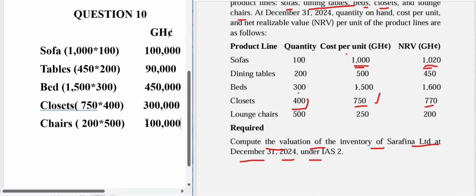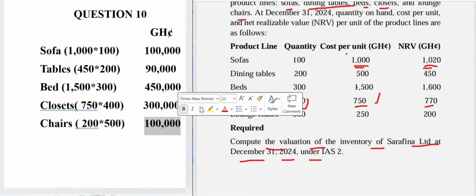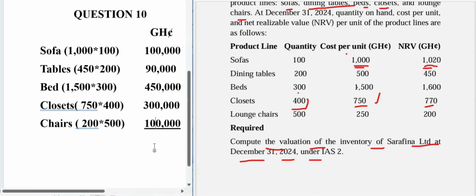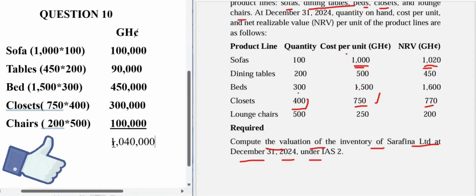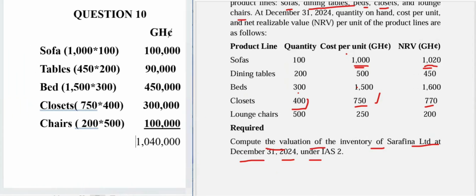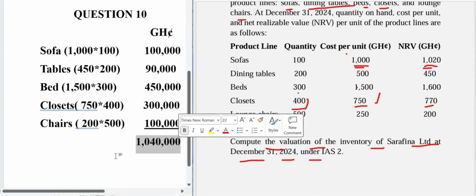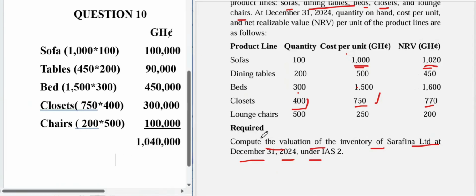So you just sum them: 100,000, 90,000, 450,000, 300,000, 100,000. And then you underline, and that'll be your total figure, which is 1,040,000. So this is the value of inventory that we are going to record in the books of Sarafina Limited.